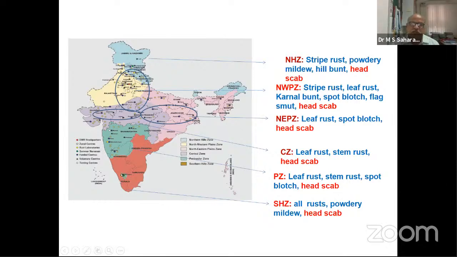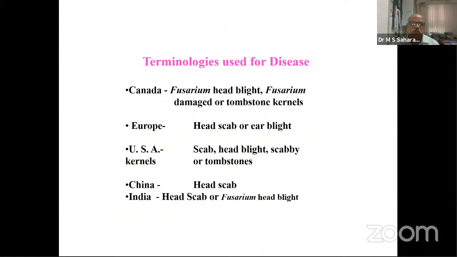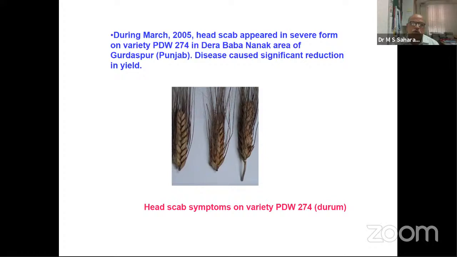These are the different states of India, and you can see that head scab is present in all the zones now. Earlier, we were getting samples only from the Wellington valley, and this is due to global climate change. More important is the mycotoxin production, DON, ADON, etc. These are different terminologies used for the disease in different countries: in Canada, it is called FHB; in Europe, head scab.